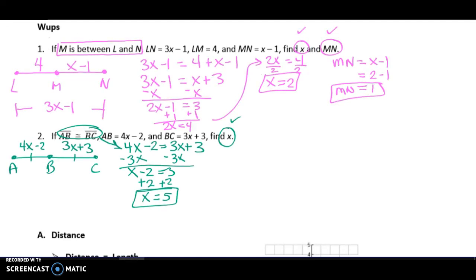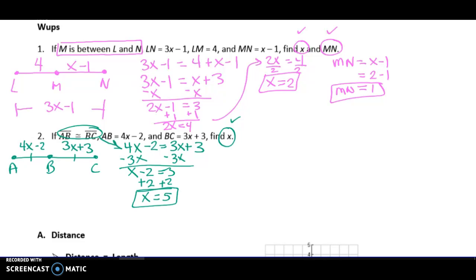With number 1, M is between L and N, so you can set up that picture, label your parts, and use the segment addition postulate: the whole thing is equal to the sum of the parts. Go through solving for X, and then also find MN, because that was in the instructions, plugging back in. With number 2, because we know that AB is equal to BC, I created that line segment with B in the middle and marked that they are equal. Because they are congruent, I could just take each of their measures, set them equal to each other to solve for X, and that was all I had to do.